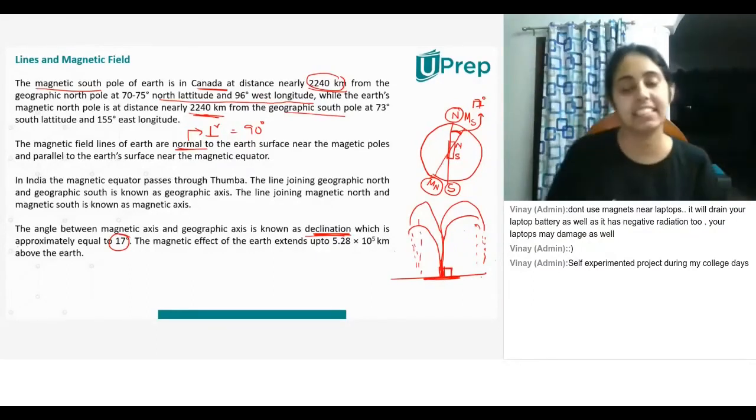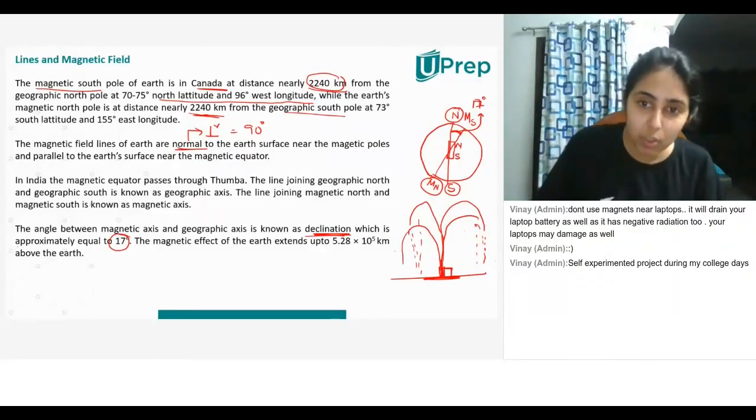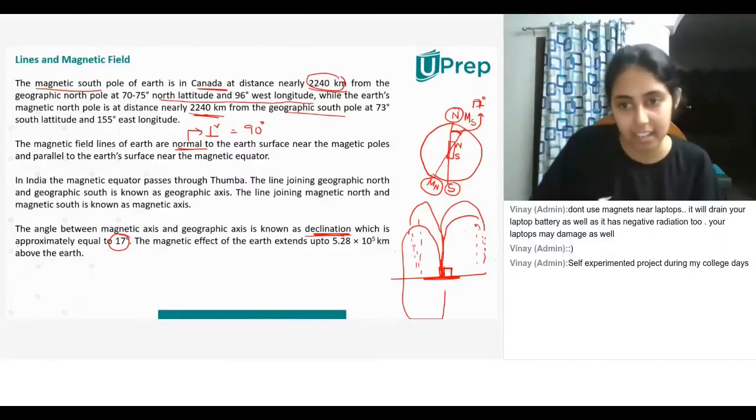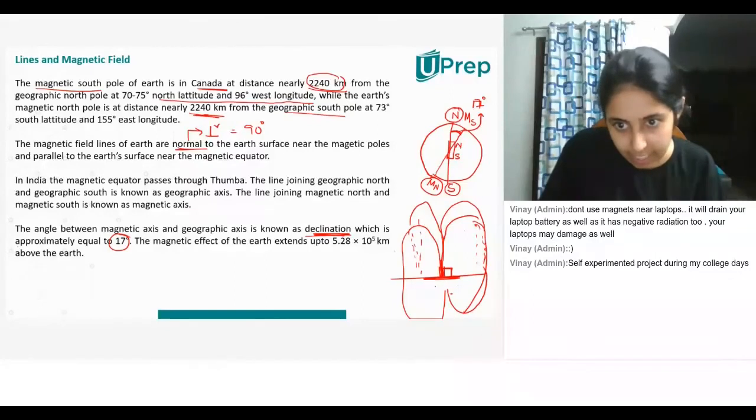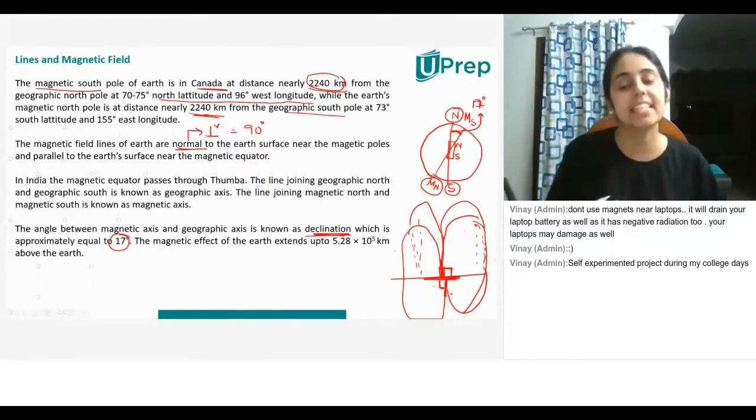It's 90 degrees. Now, if I tell you that this water goes around like this and comes to the other side like this, then what is this angle with the surface? 90 degrees. Exactly. Same thing even with a magnet, right?